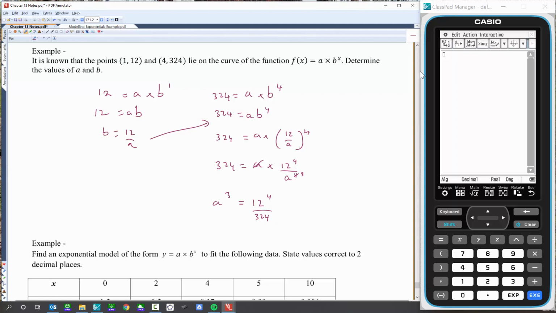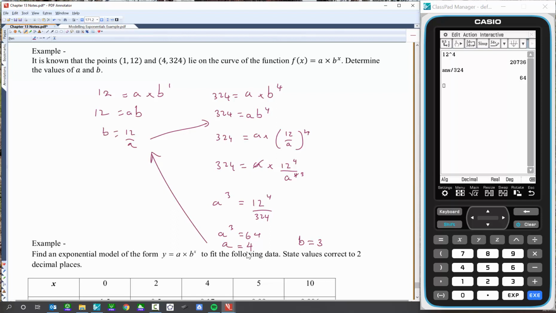Okay, so this really is, at this point, a calculator problem. Mind you, if you're thinking this wouldn't be the way I would do it, correct, but let's just go with this and see what happens. So I've got 12 to the 4, which is that number, over 324, which is that number. Again, without a calculator, that's very difficult to do. So we've got a to the 3 equals 64. The third root of 64 is, in fact, 4. So a equals 4, and when I sub a equals 4 into that, I get b equals 3.